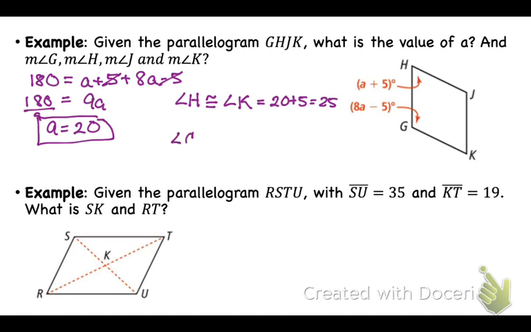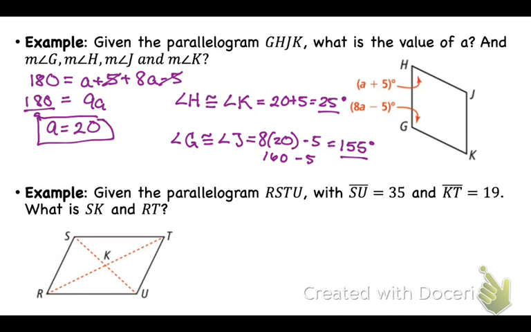And angle G is congruent to what angle? J. And that's going to be 8 times 20 minus 5. So 8 times 20 is, what's 8 times 2? 16. So it's 160 minus 5 is 155. Now, what do 25 and 155 have to add up to be? 180. Do they? Yep. So I'm checking my work, aren't I?